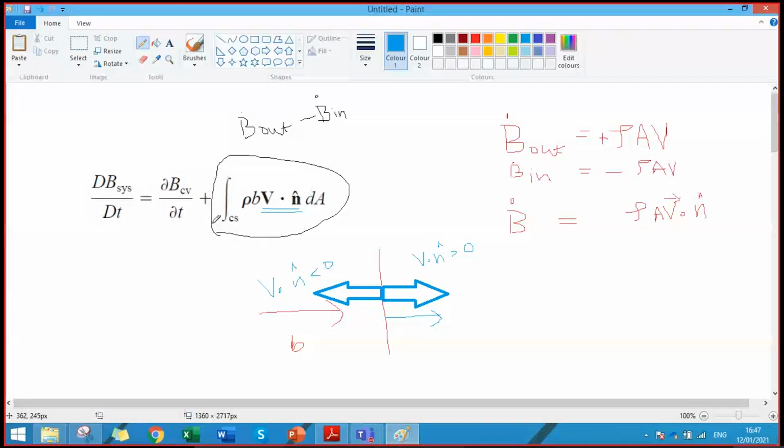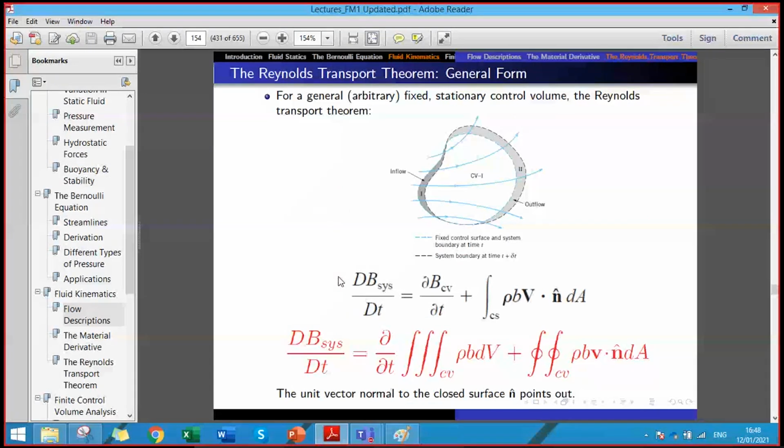Is the Reynolds transport theorem clear? Any question in that? The inflow and the outflow part and the unsteady part, the derivation. Any question in that?